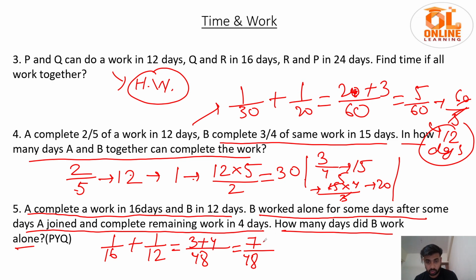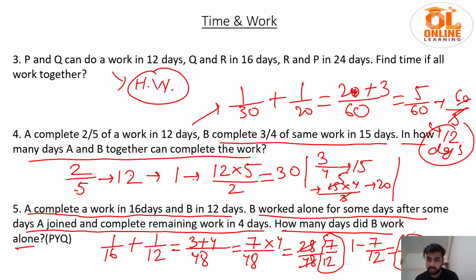Okay. So in 4 days, how much work will they do? Into 4, that will be 28 by 48 work, right? If we reduce it, 4 sevens are 28, 4 12s are 48, so they have already done 7 by 12 amount of work. So how much work is left? That is 1 minus 7 by 12. So 5 by 12 work is left, and that is done by B alone initially.